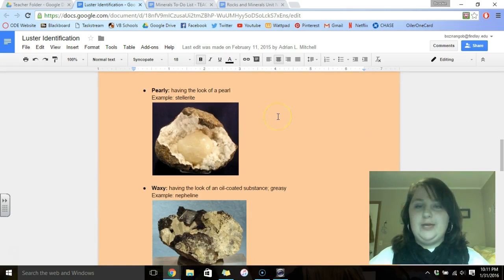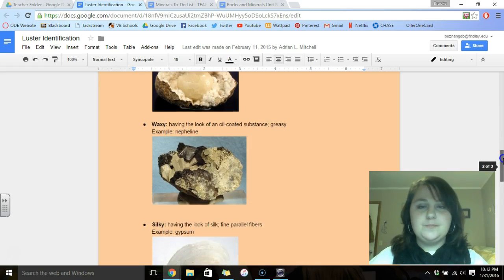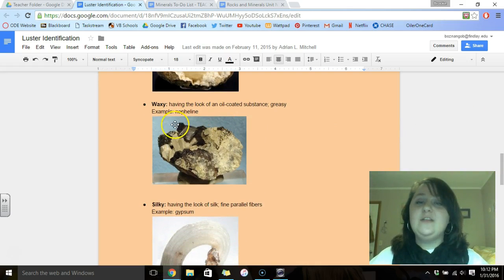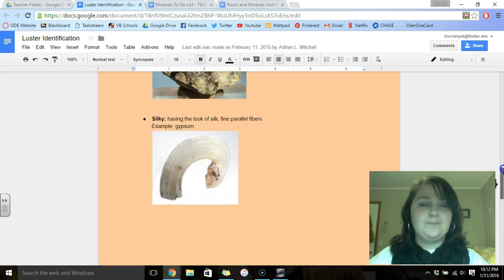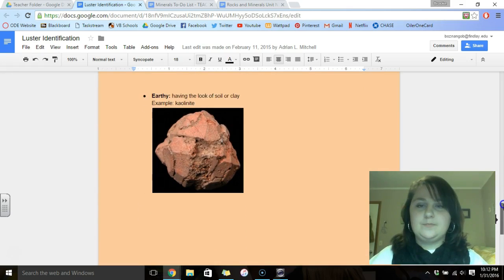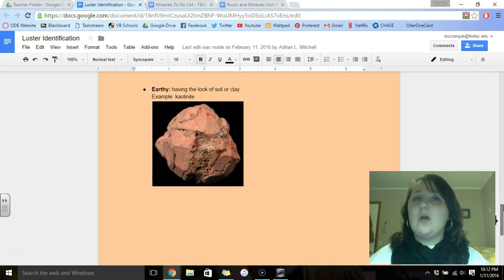So here we have pearly, and pearly is pretty self-explanatory, right? It's just having the look of a pearl. Waxy is having the look of an oil-coated substance. So waxy is another thing that's pretty self-explanatory, and so is silky. You know what they are. One of them, waxy, looks kind of greasy and gross, and silky just looks very smooth and silky. And then the last one is earthy. Earthy is also very self-explanatory. It's just looking like clay or soil is what the example is here.